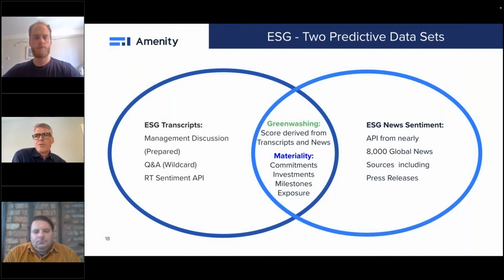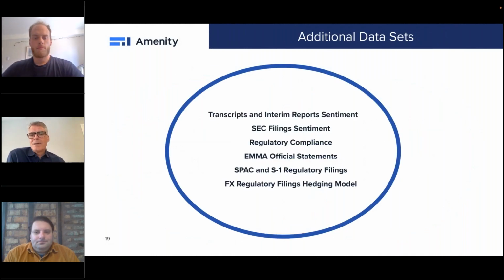The other thing is we use both data sets in our materiality. So we look at what commitments the firm has made, both through their filings and transcripts and any press releases. And then we track the numerical investments that they've made commitments for. And then we do milestones as well. So have those commitments been achieved? In using the different data sets, we can really produce some interesting metrics. And these two ESG data sets are just part of a suite of data sets that we have, and this page lists some of those other data sets.